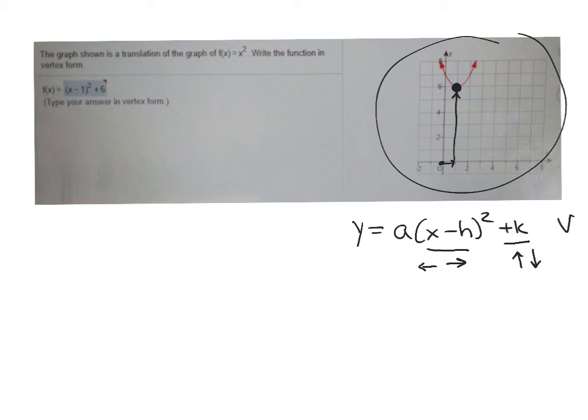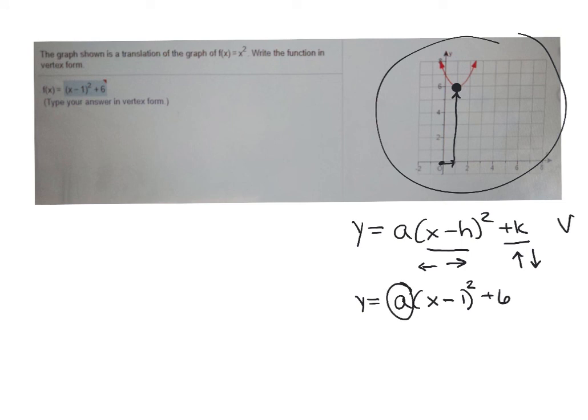So remember, right and left, it happens inside the graph. And if you're moving to the right, you do a subtraction sign. Up and down happens outside of the function, and they went up, so that's +6.